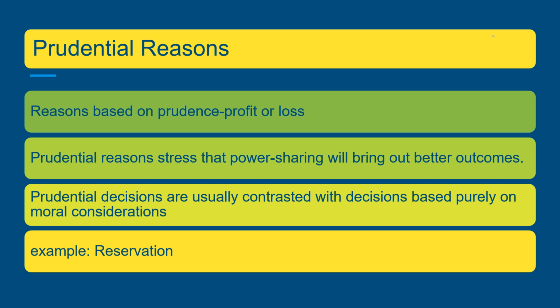The example of prudential reasons you can see here is reservation. Like reservation has been given to the backward communities, there is a prudential reason behind it. The prudential reason is the upliftment of the backward communities.